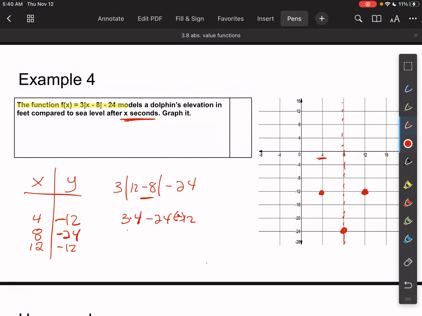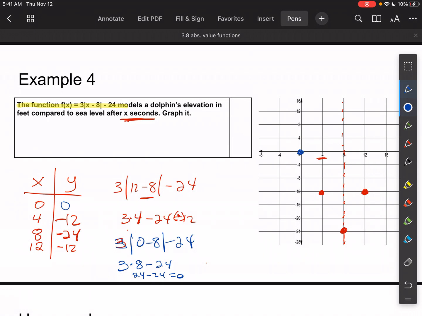Okay, then let's look at one more point. Let's see what happens when we plug a 0 in. So if I plug a 0 into this thing, I get, let's change colors here. So I'm going to go to blue. When I plug a 0 in, I get 3 times the absolute value of 0 minus 8, minus 24. Okay, that's 3 times the absolute value of negative 8, which would be positive 8. So 3 times 8 minus 24. 3 times 8 is 24, so this gives me 0. So at 0, 0, I have a point.